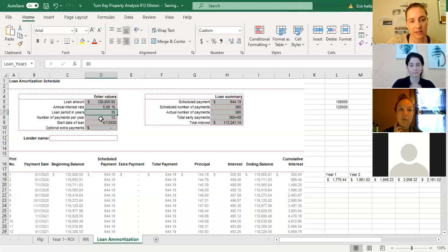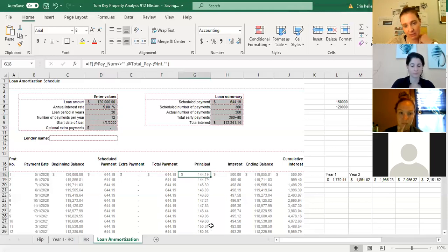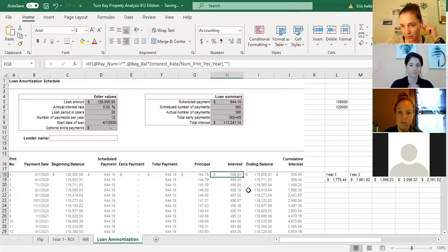So 30-year amortization, 12 payments per year. So I'll just kind of show you how this plays out right here. This is by year. So you can see in the beginning, your total payment for the first payment will be $644. $144 of that is going to principal, and $500 of that is going to interest. So you're paying mostly interest in the beginning.